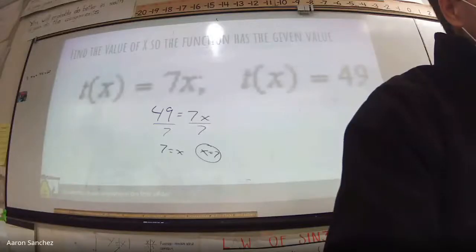Okay. All right. Let's do the next one. Okay, so x equals 7. What is the slope of the given line? What is the slope of the given line?